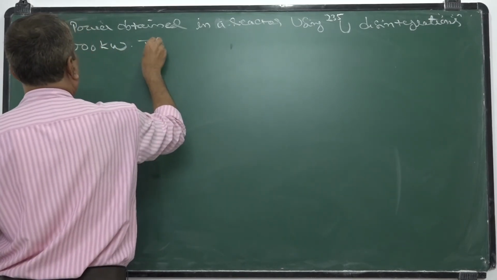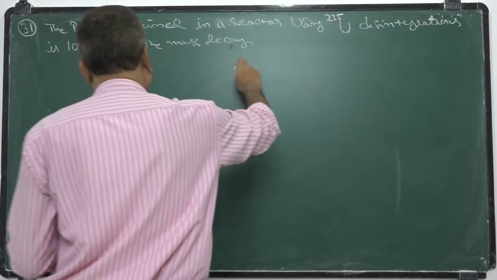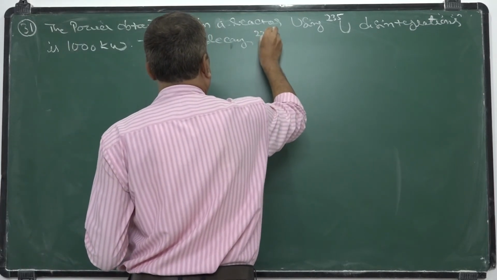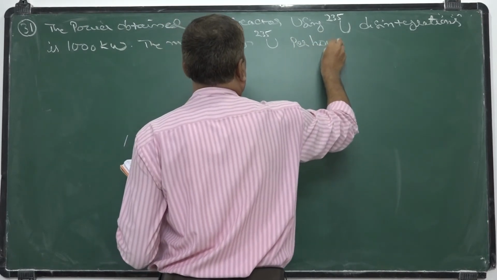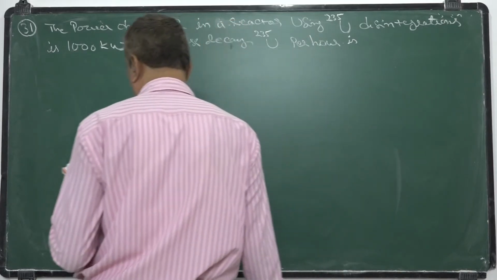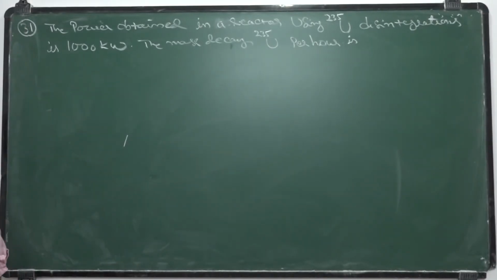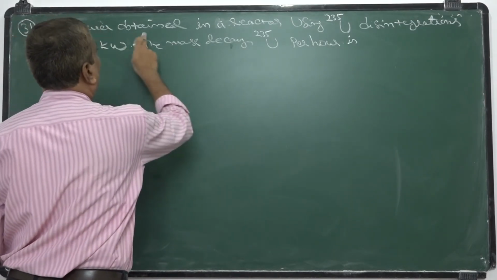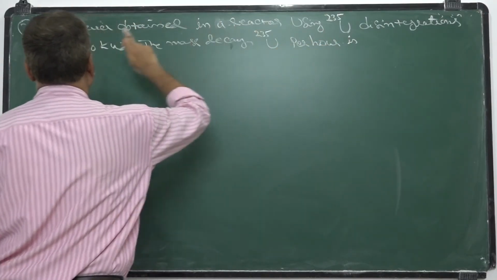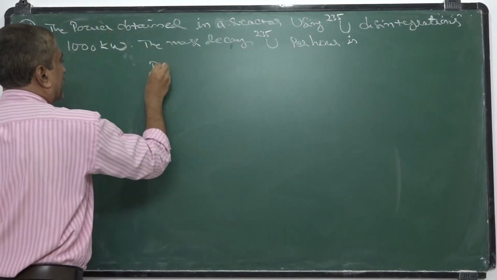The mass decay of uranium-235 per hour is, okay. So given power obtained in a reactor using disintegrations is 1000 kilowatt, and mass decay per hour we have to calculate. So given power is equal to 1000 kilowatt.